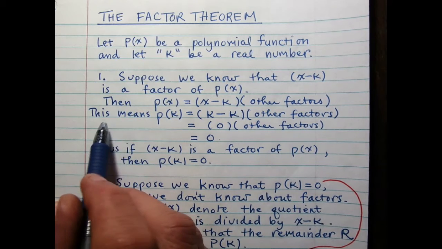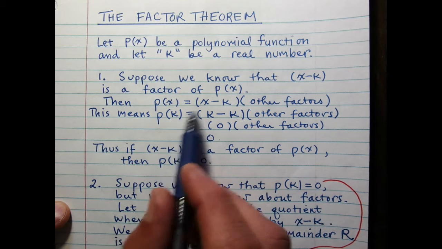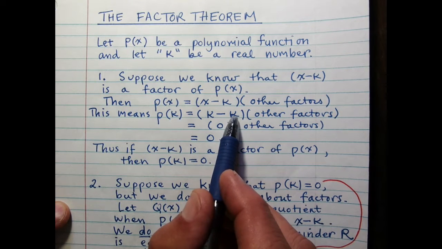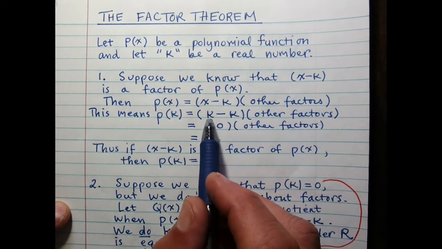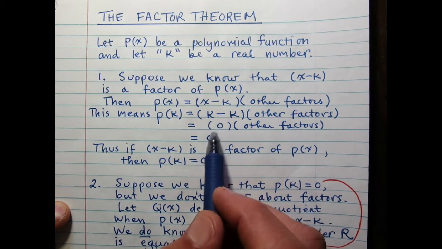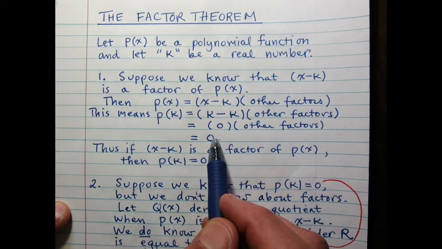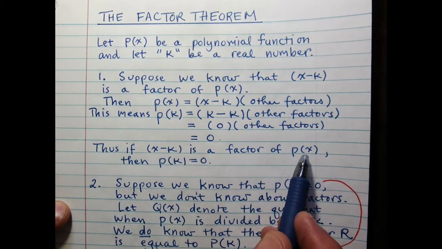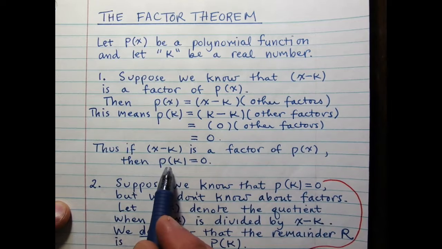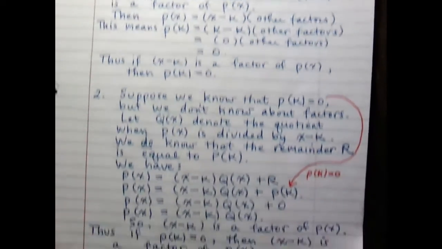And so this means if we were to evaluate p of k, we'd plug in k for x. We'd get k minus k times other stuff, but we don't care about the other stuff because k minus k would be 0, and 0 times anything is 0. What this means is if we know that x minus k is a factor of p of x, then it's got to be true that p of k is equal to 0.